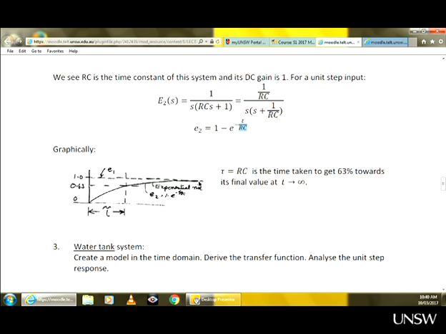We can't ask ourselves how long it takes for the output to reach the steady state value. Well, it never really reaches the steady state value. It reaches it at infinity. So you can't use that as a measure. So the measure of how fast the system is, is the time constant.